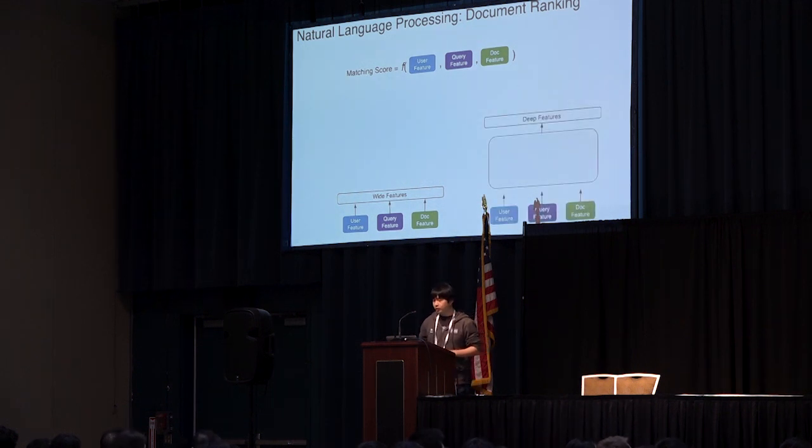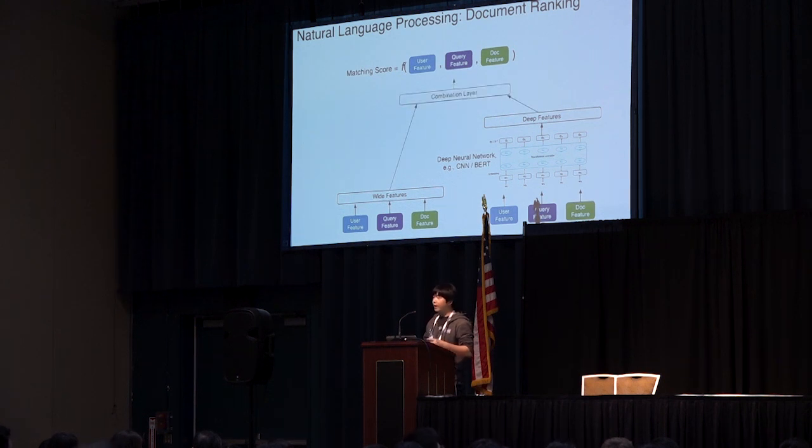Another way is we can send them to some kind of neural networks. Then we can generate high-level deep features and use that for ranking. And we can also choose different kinds of components. For example, we can choose CNN, BERT, or other things, or XLNet, and then we can concatenate them at the higher level, eventually to capture the matching score.